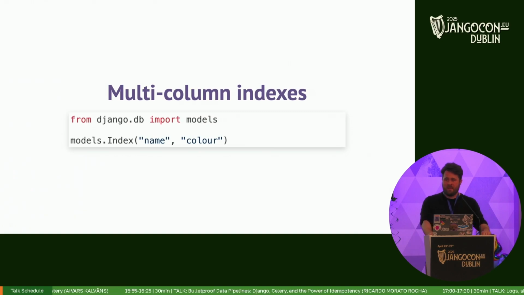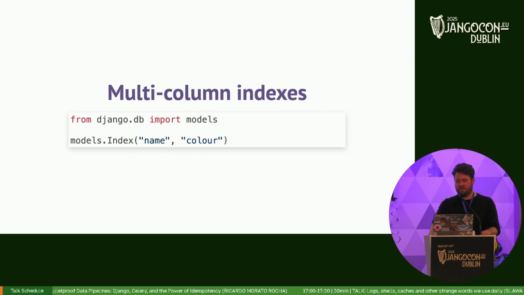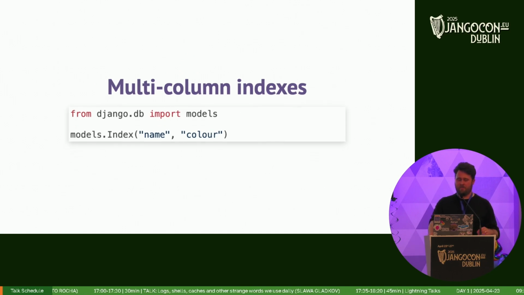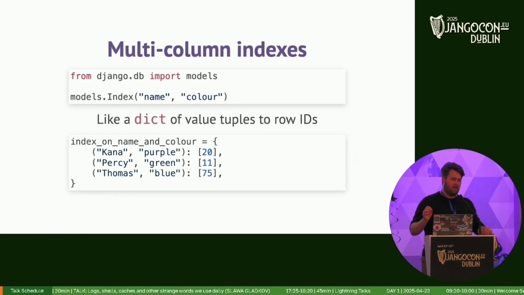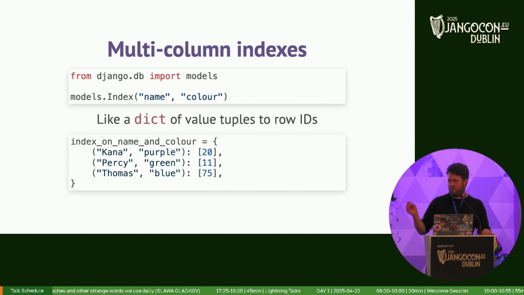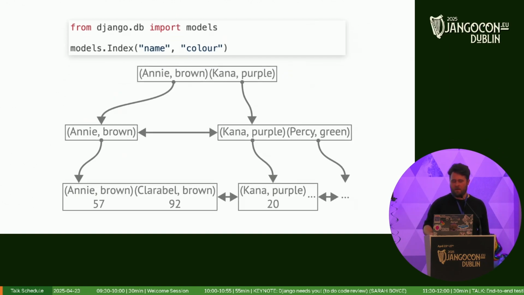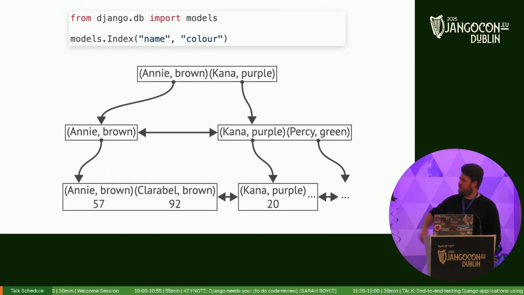There are a lot of options we get with indexes. So the most basic extension would be to index on multiple columns. For example, here we can index on 2 fields in Django, columns in the database, name and color. That's going to look like an index of tuples to row IDs in Python. So we'd have values from 2 columns combined into a tuple as a kind of key, and then we look up the row IDs that match that key. And that would end up looking something like this. It gets very big very quickly, so the right-hand side of this tree is missing, but I hope it gives you an idea.